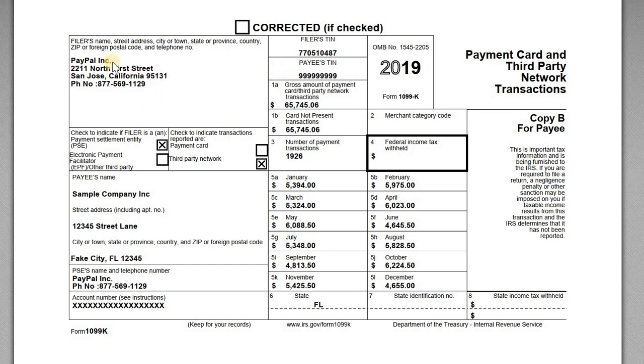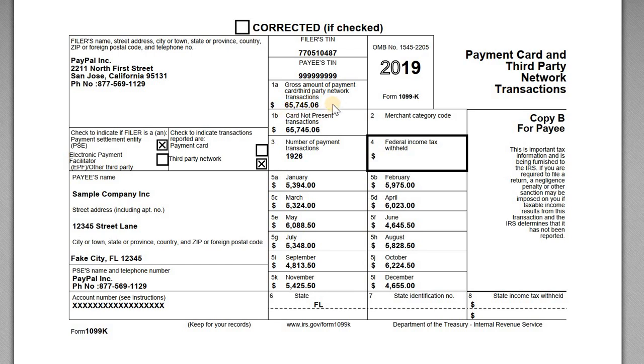The filer, in this case, this is an example of a PayPal account. So this company, Sample Company Inc., uses PayPal to process their transactions. And so the gross amounts of payments are broken out by month, and then the total is up here in 1A, and then the number of payments, right? So this company obviously triggered the reporting thresholds. They had 1,926 payments and over $20,000 in gross payments.